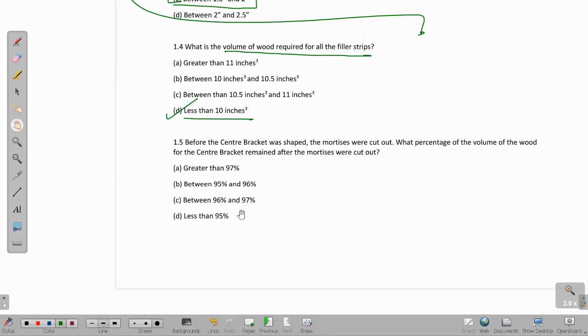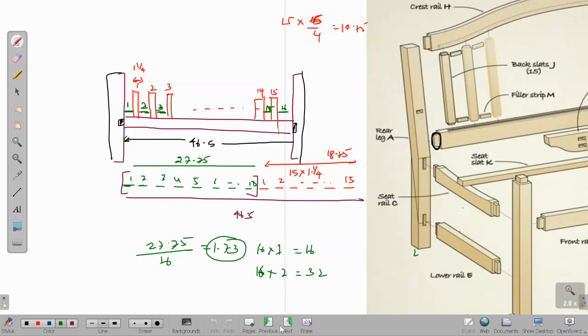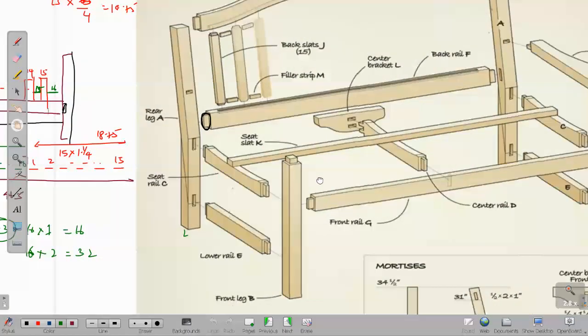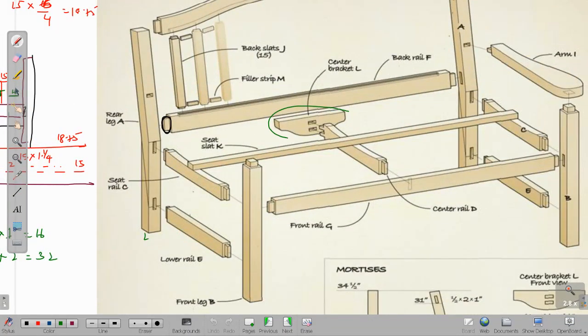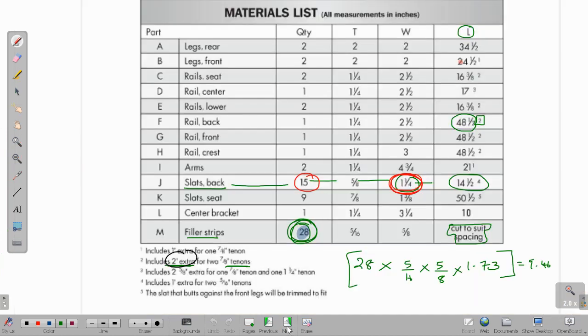This also, I don't know why they had to give this 95, 96, 97. They should have probably made it... This is actually not very difficult. Before the center bracket was shaped, where is the center bracket? Where is our center bracket, ladies and gentlemen? The center bracket is this guy, the one which has got these two things.